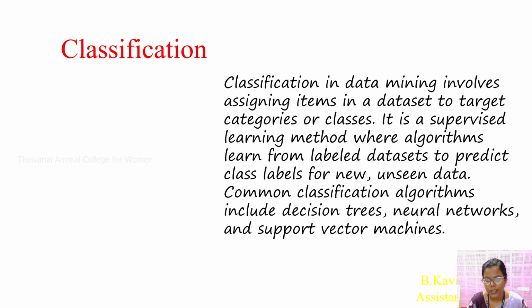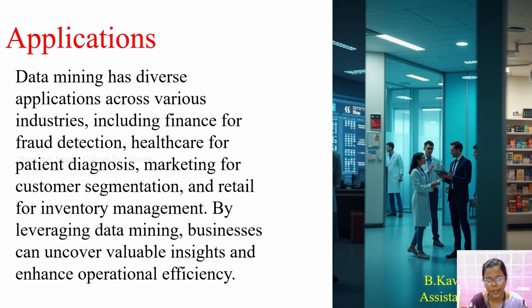Common classification algorithms include decision trees, neural networks, and support vector machines. Neural network is one of the major parts and the brain of data mining. This labeled data set is used to predict unlabeled data using their shape, structure, behavior, attributes. These are used for unlabeled data to identify what kind of data this is. These are the classification of data mining.